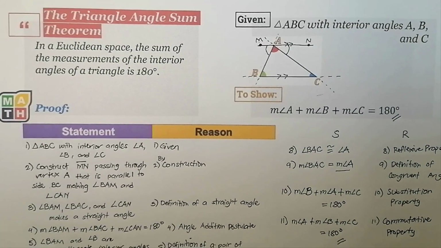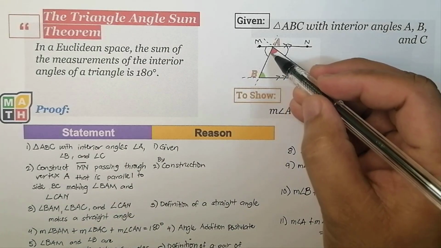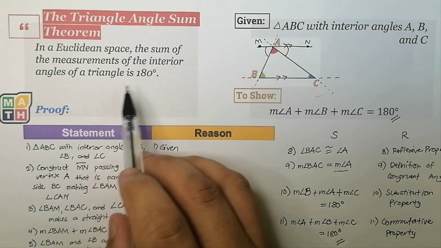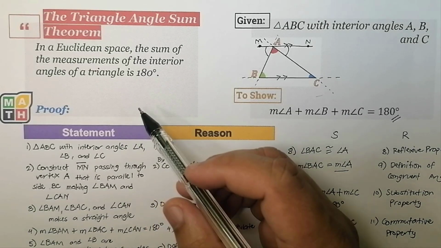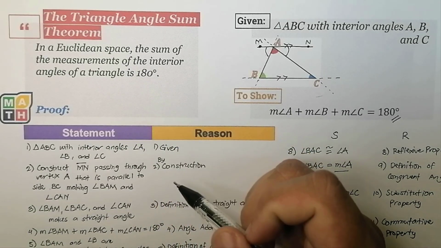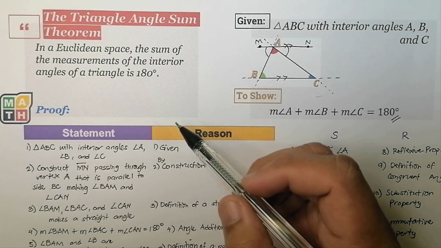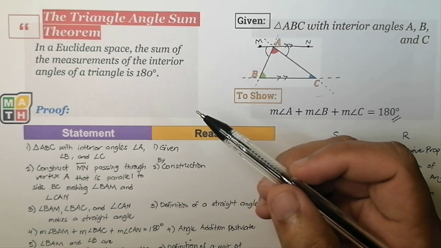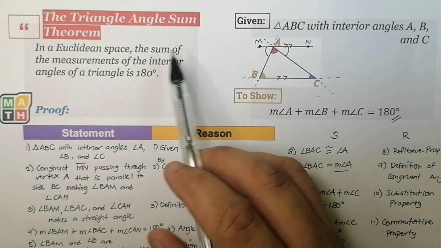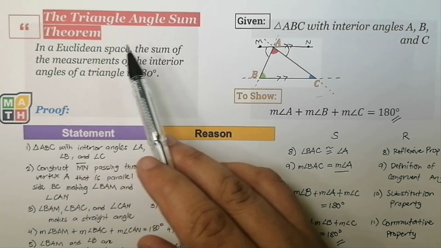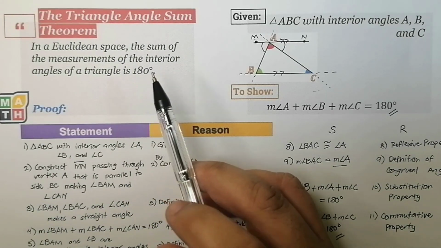Now that we have reached this, we have proven the statement already, and that tells us that in any triangle in the Euclidean space, the sum of the interior angles is equal to 180 degrees. This is the proof for this theorem. It may seem too long, but this theorem is very important as we move further to other theorems which talk about the sum of interior angles and the like. This is the proof for the triangle angle sum theorem, which tells us that in a Euclidean space, the sum of the measurements of the interior angles of a triangle is 180 degrees.